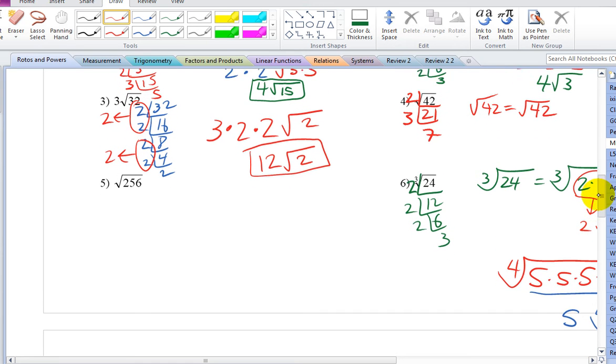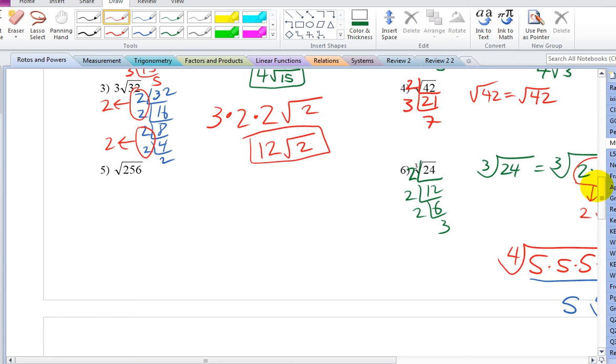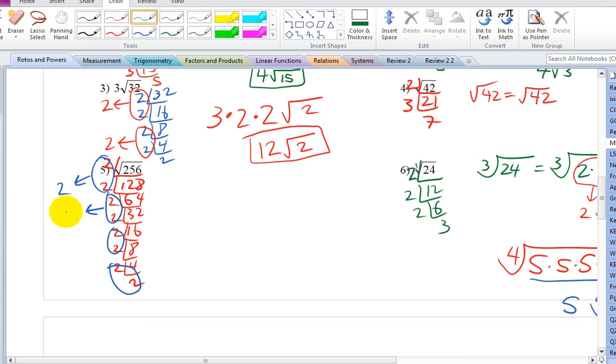Next one, root 256. This is going to take a little while. Go for it. See how many pairs there are. So this one's a bit of an anomaly as well, isn't it? Looks to me like I can take out 1, 2, 3, 4 2's. So I get 2 times 2 times 2 times 2. Multiply them together. What do I get? 16. Final answer. Everything gets cleared on that one.